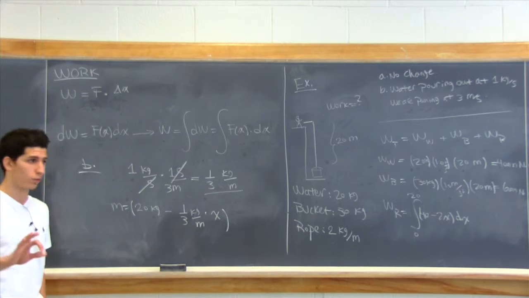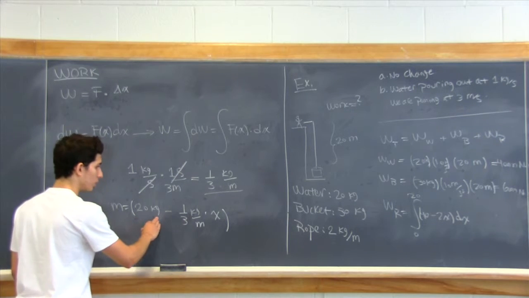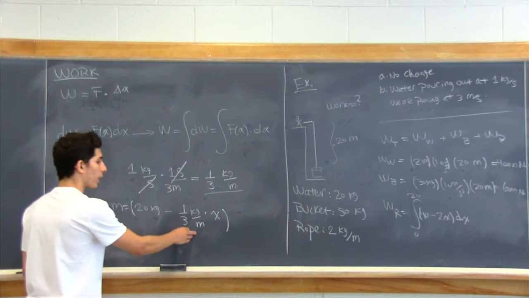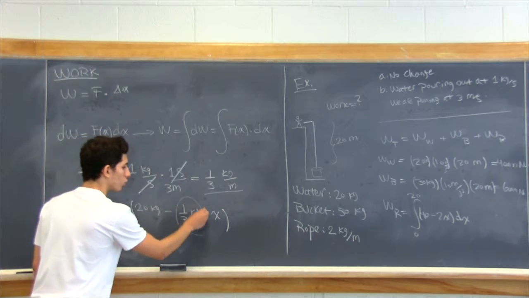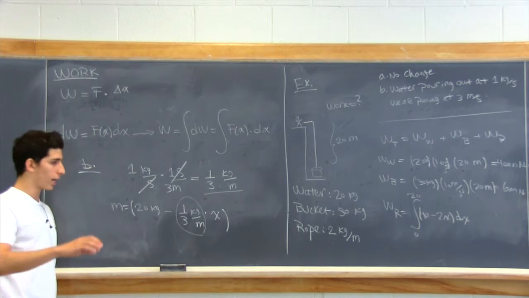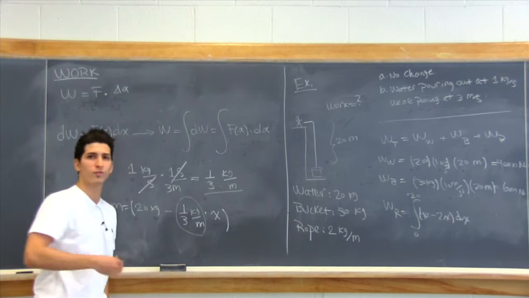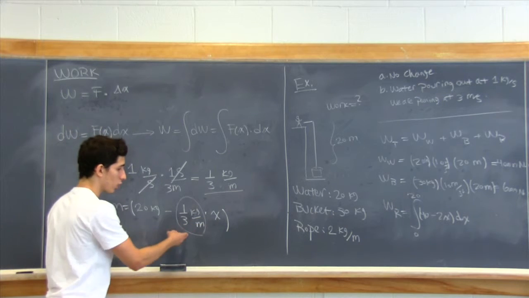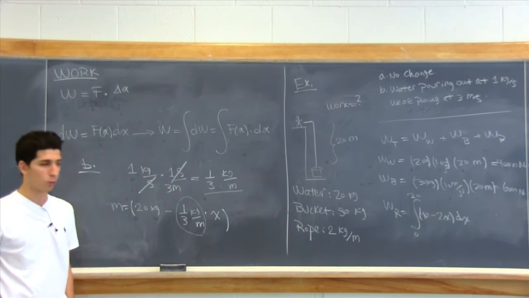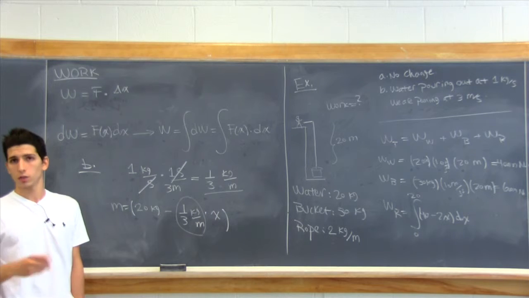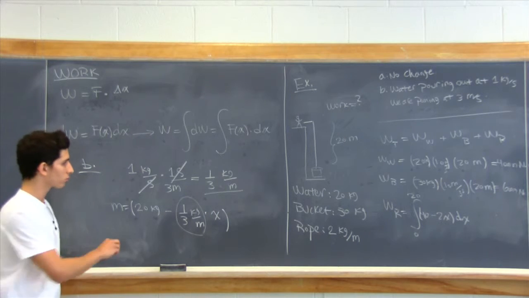And it makes sense if you think about it. We're saying we start with 20, and then we multiply the rate at which the water is pouring out by how far we've gone. So if we've gone 6 meters, 2 kilograms of the water has been poured out, and so we're going to have 18 kilograms left.